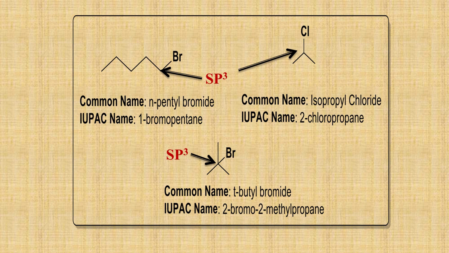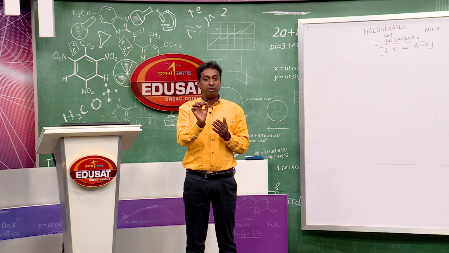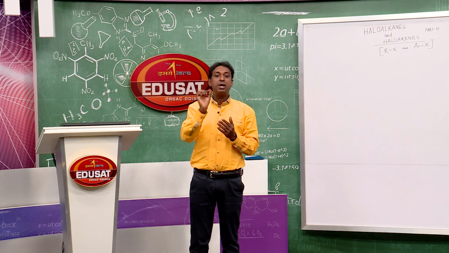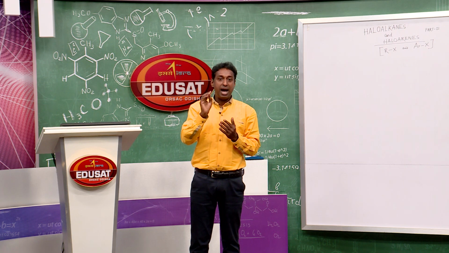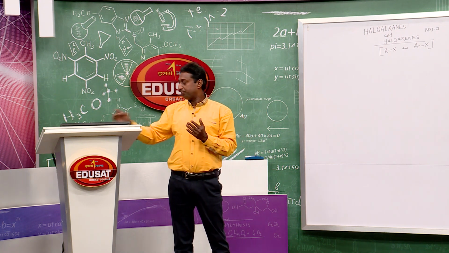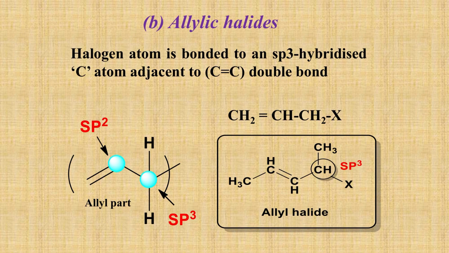Three examples are given: one is n-propyl bromide, one is isopropyl chloride, and the last one is called tertiary butyl bromide. I have marked the carbons which are sp3 hybridized to which the halogens have been attached. The next one is allyl halide.